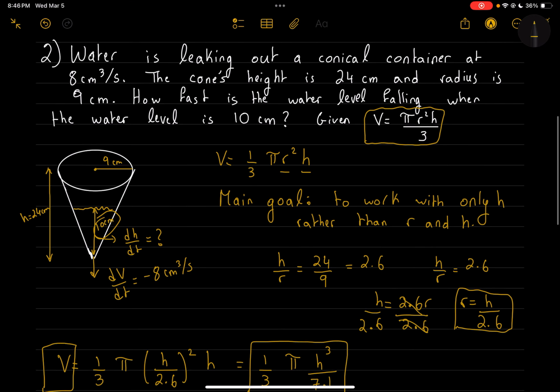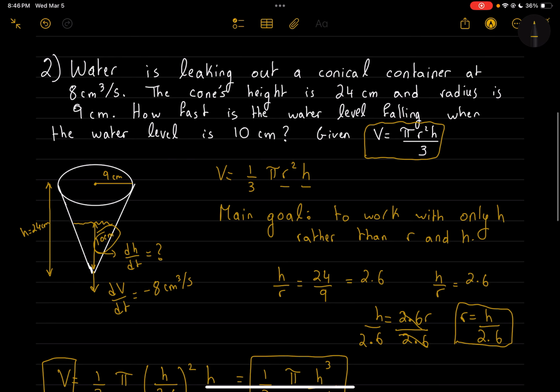So the only hard part about this question is actually figuring out the relationship between h and r. And the relationship is constant because the height is proportional to the radius. See, as the water level is rising, the radius is changing, because in a cone, the circle over here is going to be smaller than the circle over here, which is going to be smaller than the circle over here. However, the ratio of h over r is always going to be 2.6. That's why we were able to get this relationship over here.